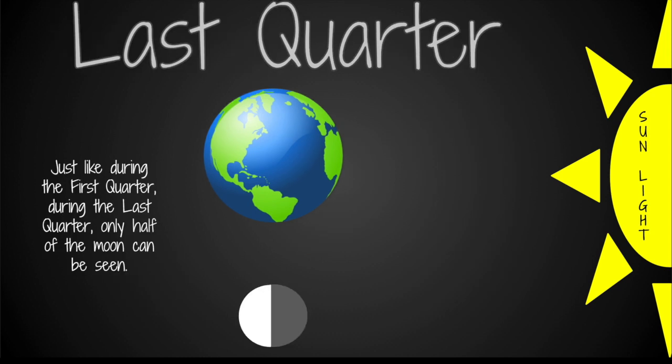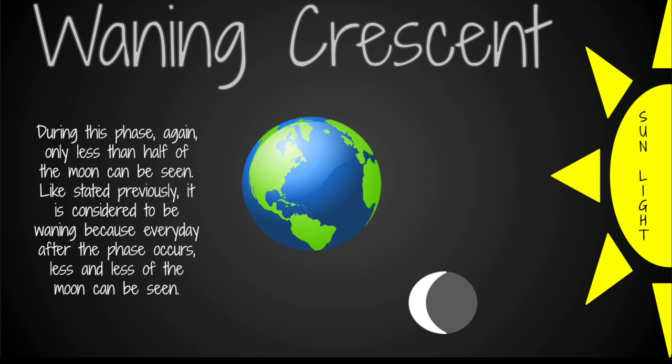And then after our waning gibbous, we have the last quarter. So just like during the first quarter, the last quarter, only half of the moon's illuminated surface can be seen. Then we get to the waning crescent. During this phase, again, only less than half of the moon can be seen. Like stated previously, it's considered to be waning because every day after the phase occurs, less and less of the moon can be seen. And then we get back to the new moon, right?